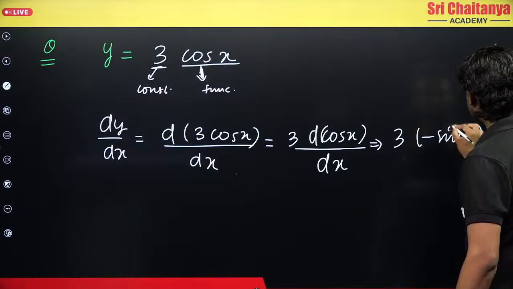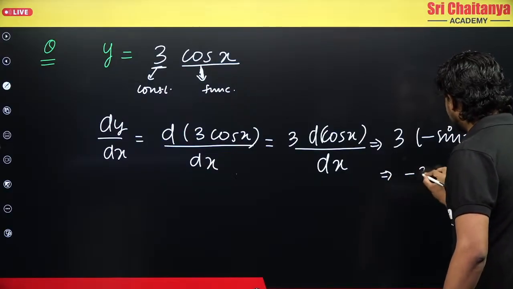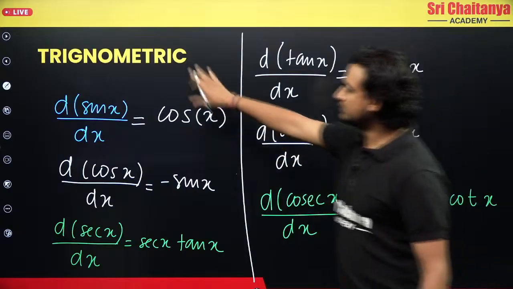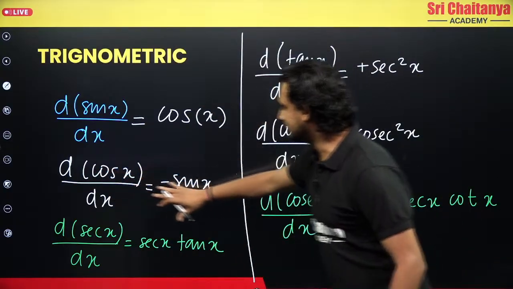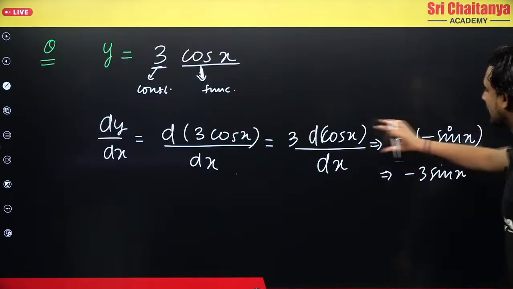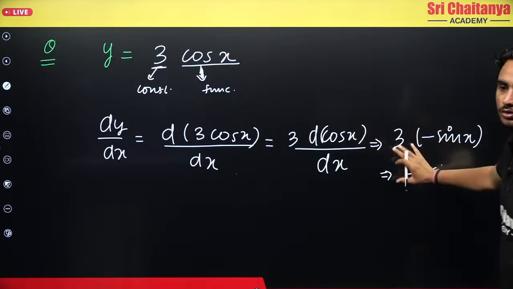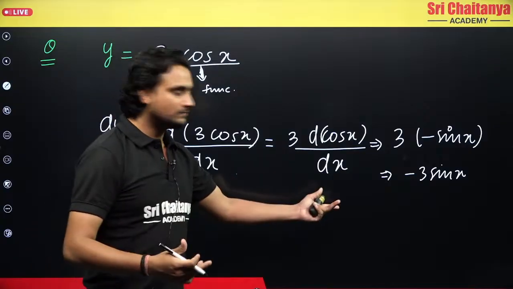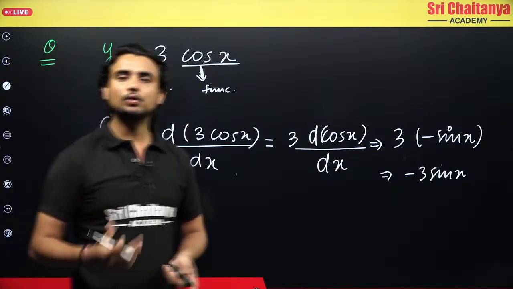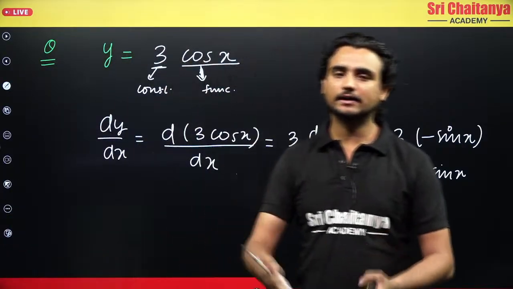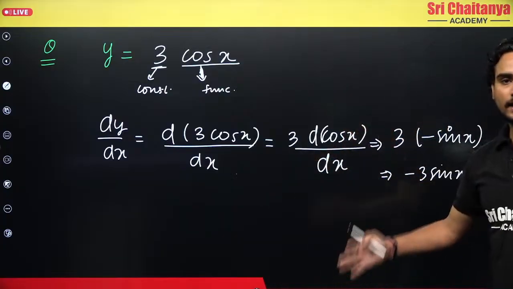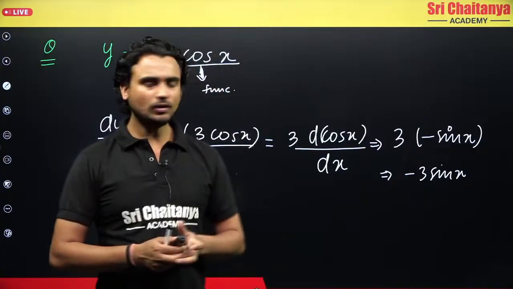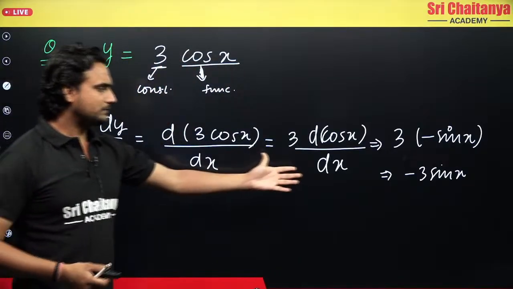And how do I know that differentiation of cos x is equal to minus sin x? Because I know the differentiation of this trigonometric function. I am using that knowledge here to solve this. This is not rocket science, it is very basic, but for that you have to remember the formulas. I repeat again: once you remember the formulas, it will become very easy for you. I will explain this problem once again.